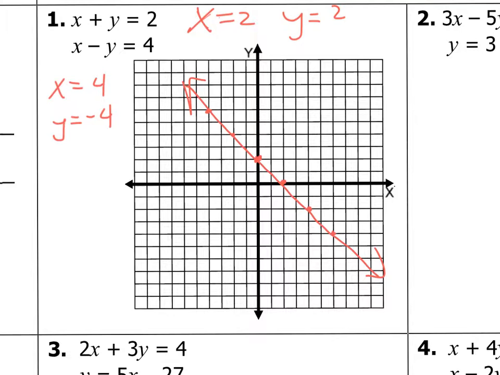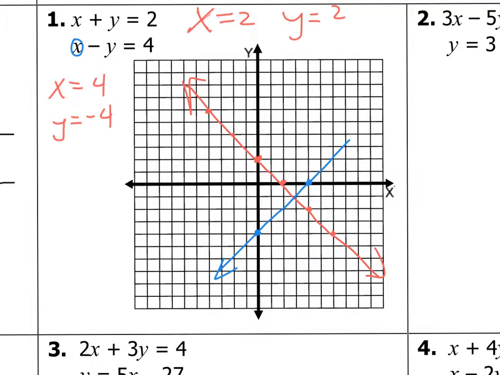The other one, I did the same thing. I plugged in a 0 for y and found that x was equal to 4. So 1, 2, 3, 4. And then the other one, I plugged in a 0 for x and found that y equaled negative 4. So 1, 2, 3, 4. And basically, 1, 2, 3, 4 right there. I'm going to connect those two.